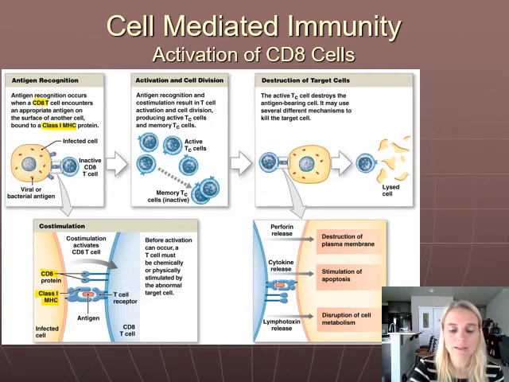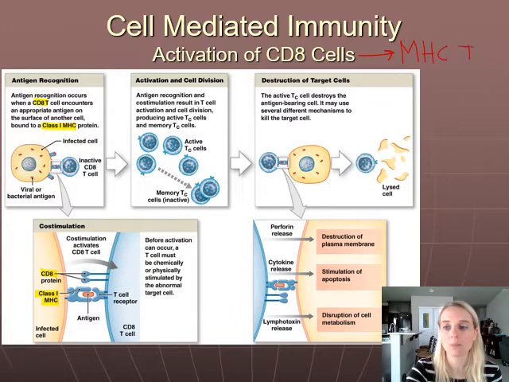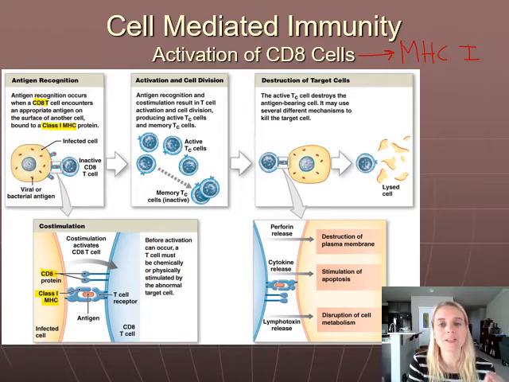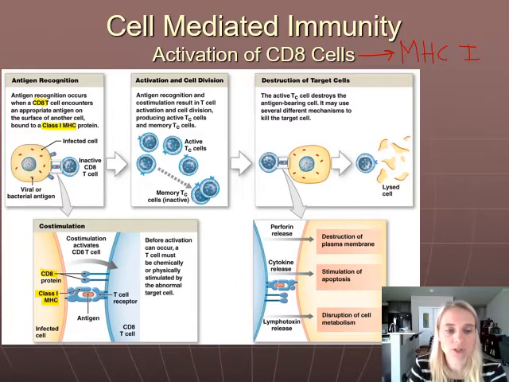So CD8 cells, these are the ones that communicate and can recognize the MHC type 1 antigen presenting proteins, which makes sense because CD8 cells are also called cytotoxic T cells. They destroy infected cells. So here we have antigen recognition, kind of the step 1. Then we're going to zoom way in.